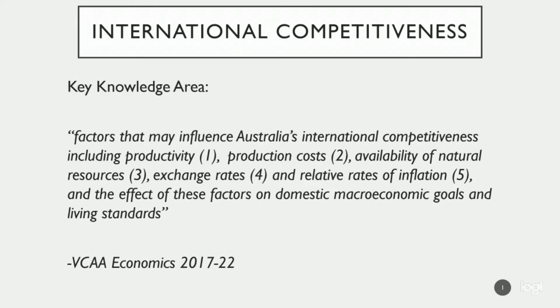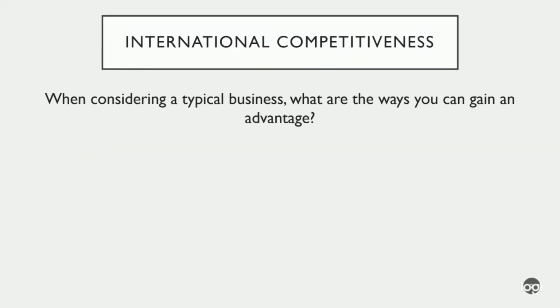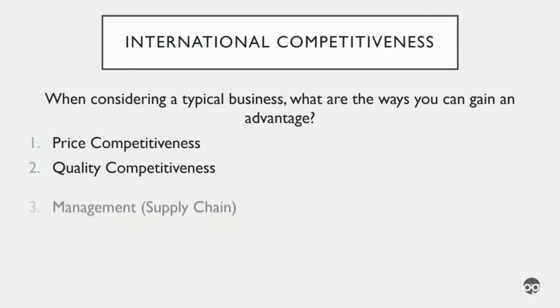Alright, so in this video we are looking at international competitiveness targeting this key knowledge area, and what you'll find is that there are 5 different factors that will affect Australia's international competitiveness. So we've talked about competitiveness in general throughout this year a lot, and there are typically 3 ways that businesses can gain an advantage. The first one is that they can always compete with price, but they can also compete with quality and also with their management.